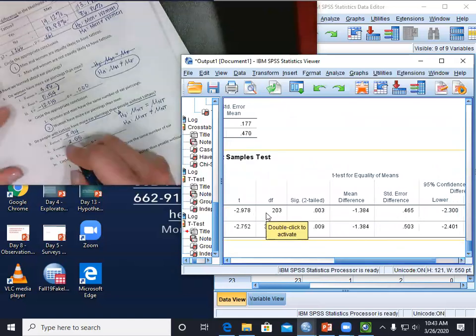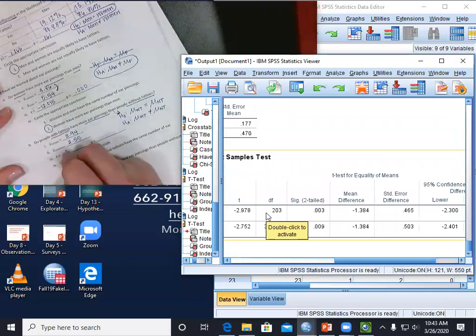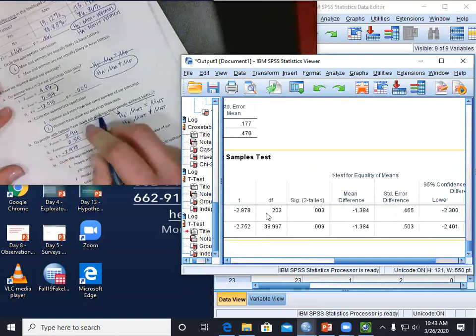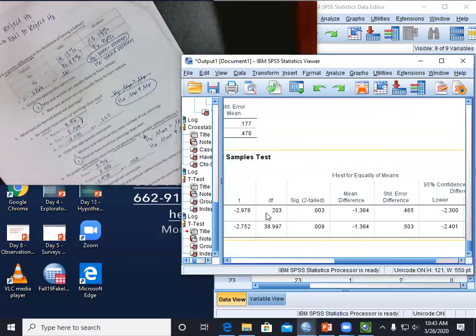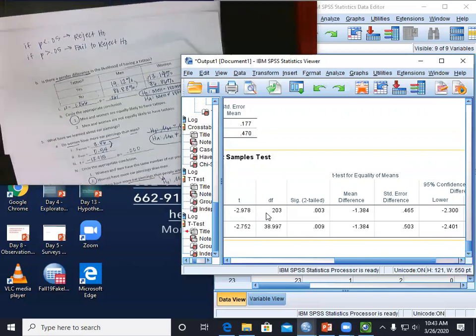We see that T is equal to -2.978, and our p-value is 0.003. All right, let's look back at our decision rules. With a p-value of 0.003, would we reject or fail to reject the null hypothesis?